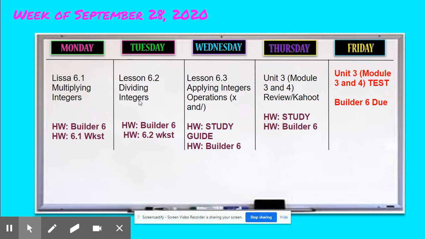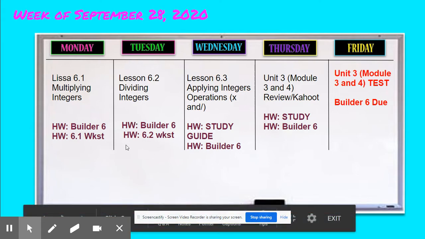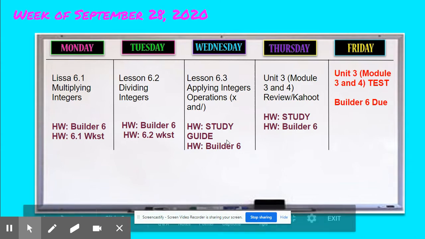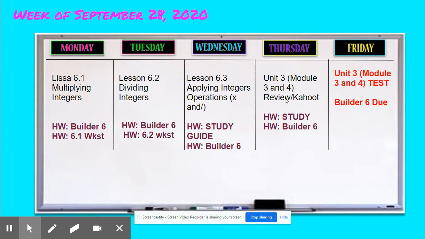6-2 is tomorrow, dividing integers. 6-3 is applying integer operations. Also, you'll have your study guide because we have a test on Friday. However, I'm handing the study guide out on Tuesday, so it gives you an extra day to get it done. And Thursday, we have our review. We have a Kahoot. I also have a Gimkit that I'm probably going to let y'all do, depending on how much we can get through. And then Friday, we have the Unit 3 test, and then the builder is due.